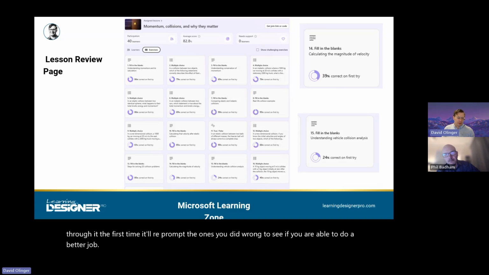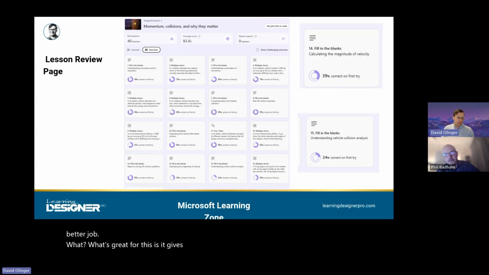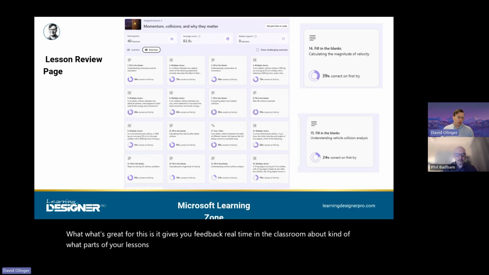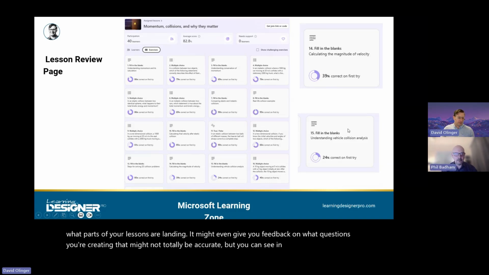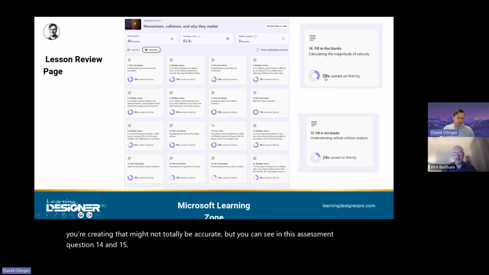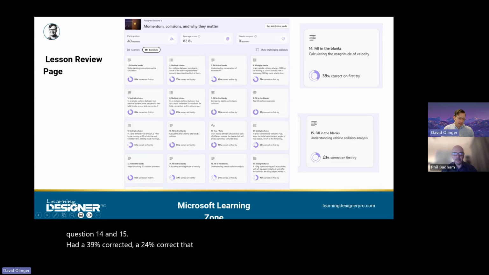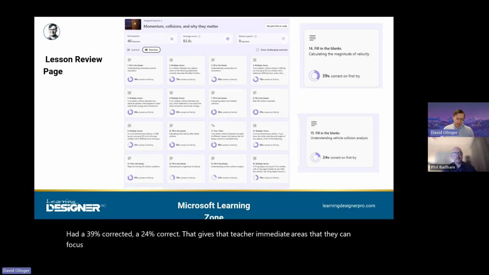What's great for this is it gives you feedback in real time in the classroom about what parts of your lessons are landing. It might even give you feedback on what questions you're creating that might not be totally accurate. But you can see in this assessment, questions 14 and 15 had 39% correct and 24% correct. That gives the teacher immediate areas they can focus on in their lesson, right away.